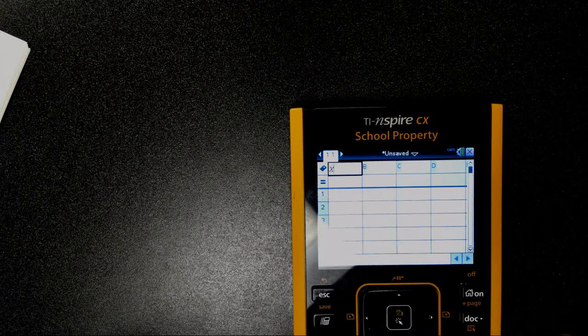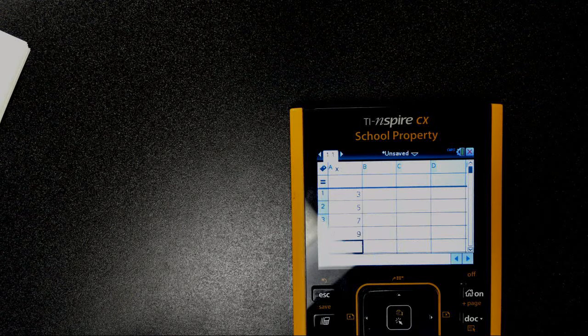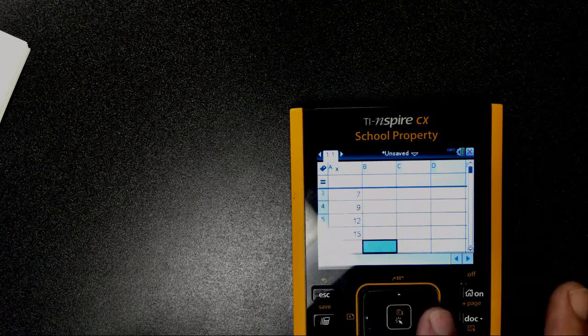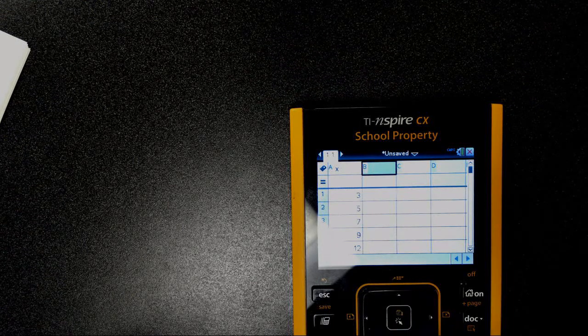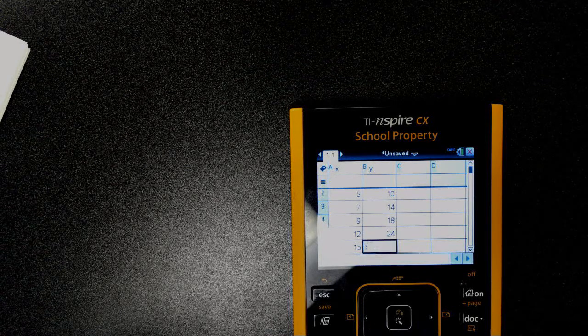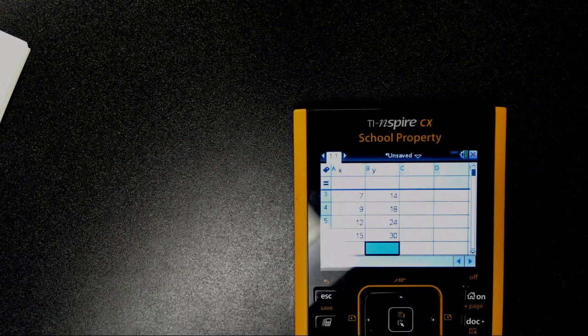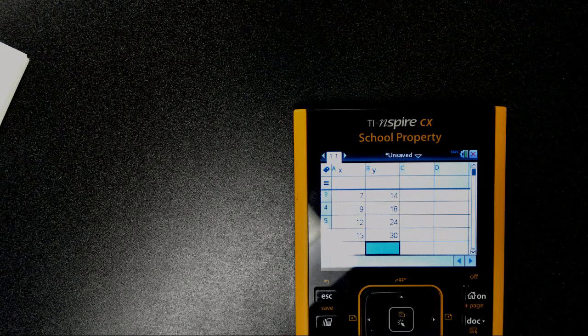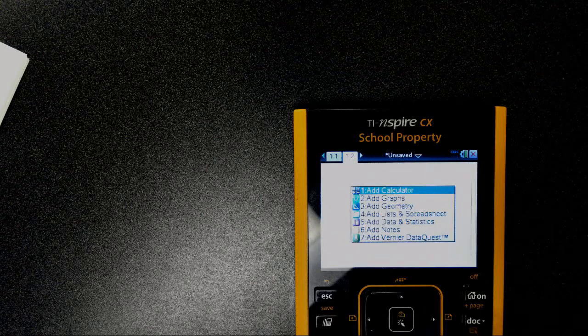Name the first column. You skip that second line. Name the second column. Alright, now that's the ordered pairs. How do I make it look like dots? So you add a page, Control Doc. What kind of page do you think we should add?